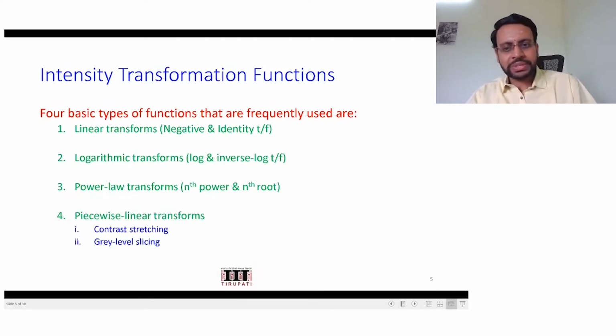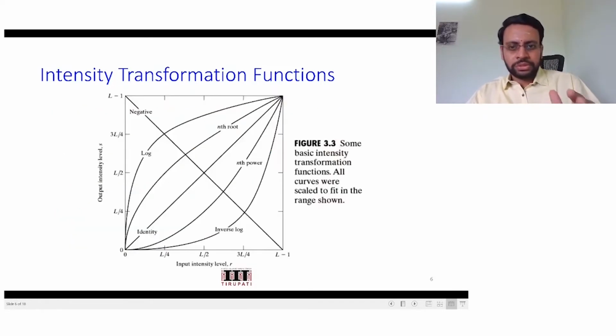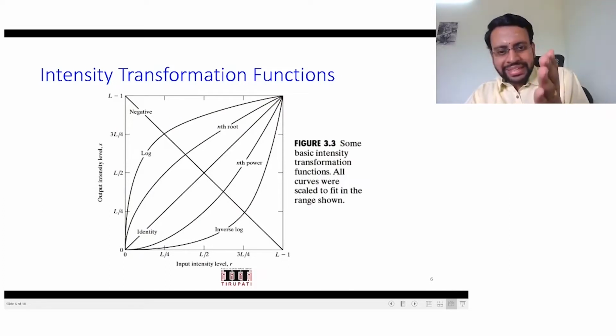We will see a couple of transforms under this: contrast stretching and gray level slicing. This graph is showing you some of these transforms. For example, this x-axis is input intensity values r, and the values that it gets mapped to are given on the y-axis. For example, if we take an identity transform here, you could notice that input intensity is getting mapped to the same intensity as the output. There is essentially no change in the intensity values.